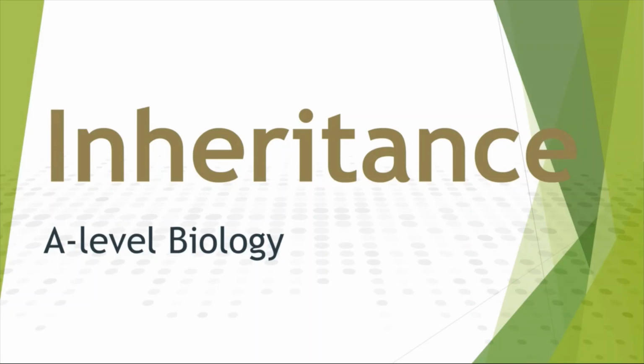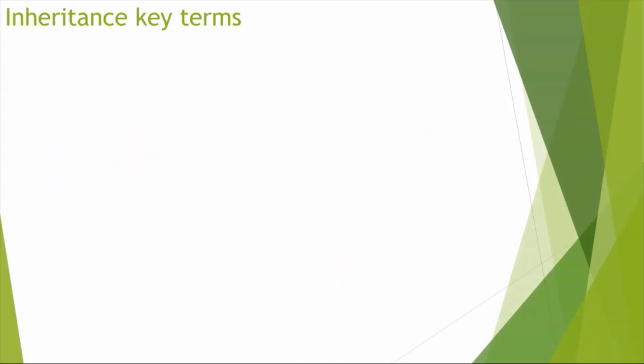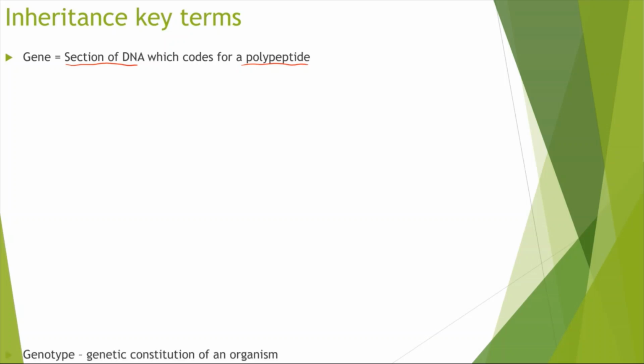In this video I will be covering inheritance from the A-level biology curriculum. So let's begin. First, looking at a few key terms that we need to be aware of. A gene is simply a section of DNA which codes for a polypeptide or a protein.